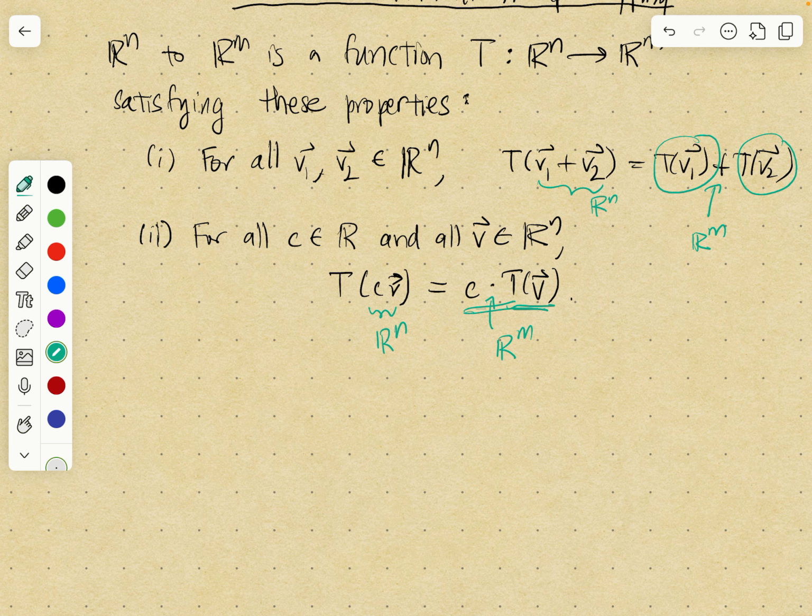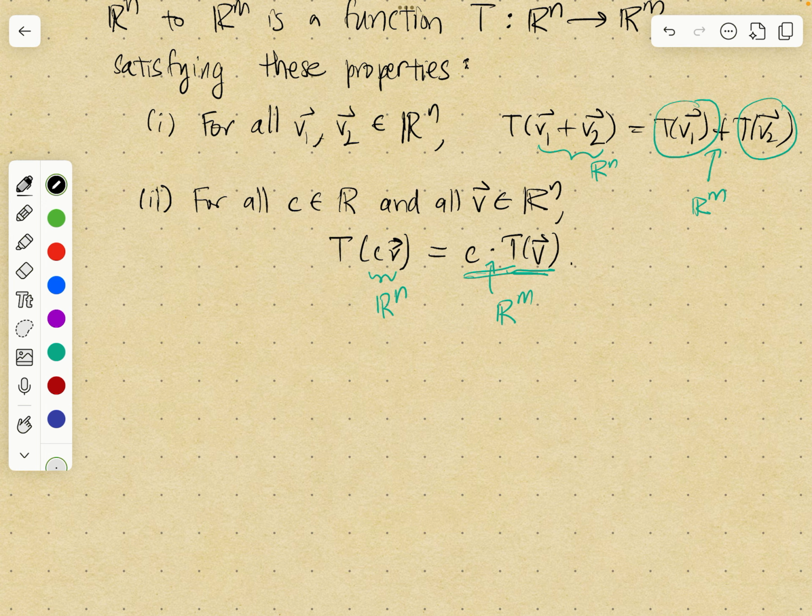Okay. And so therefore what we've shown is that every T sub A, so for instance, every T sub A is a linear transformation.